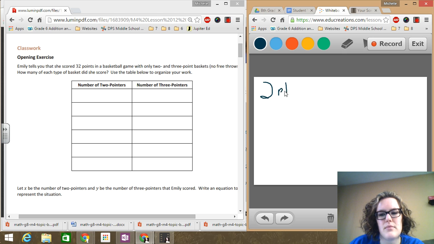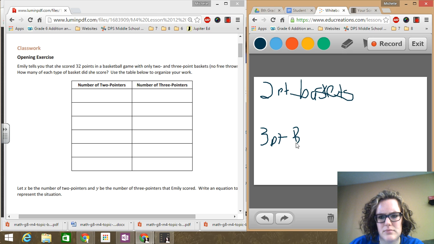2-point baskets. I'm using a mouse, so you'll have to bear with me. This is pretty hard to use. The other variable we are working with are the 3-point baskets. I'm just going to write 3-point B. You'll know what I mean.